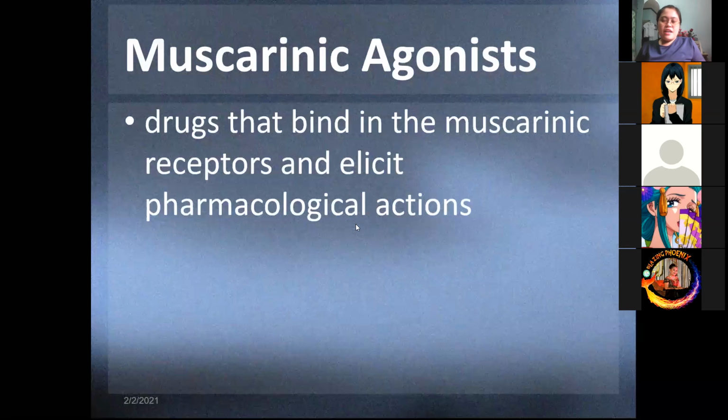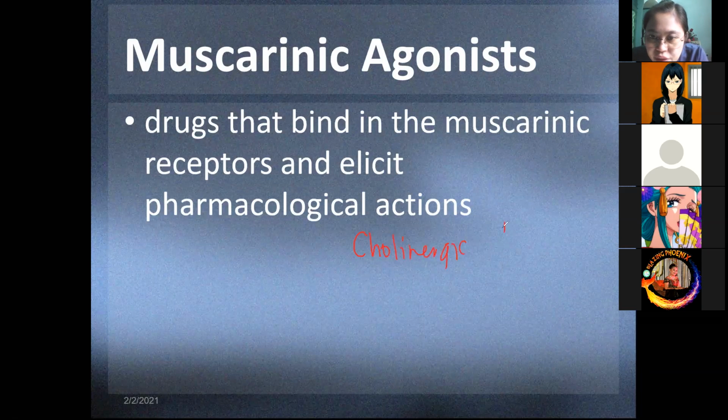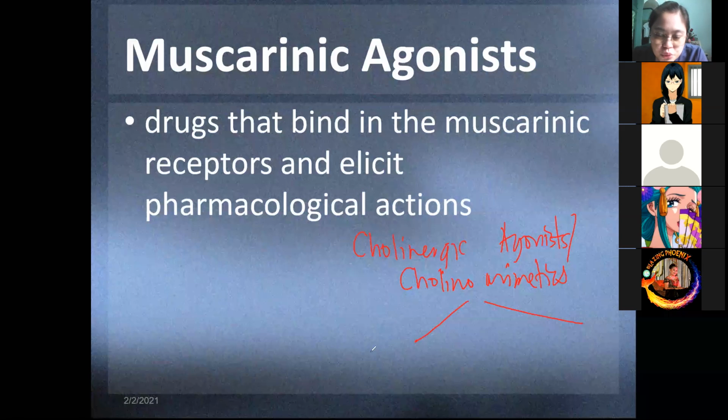That's the muscarinic receptor. So, the drug class that binds to this receptor and elicits pharmacologic actions like acetylcholine, we call it specifically as muscarinic agonist. Class, we call them cholinergic agonists, or we can also call them cholinomimetics. But class, this is further divided into two.